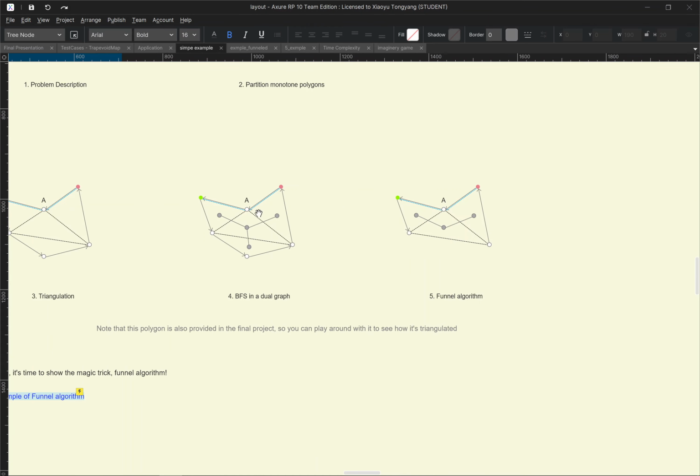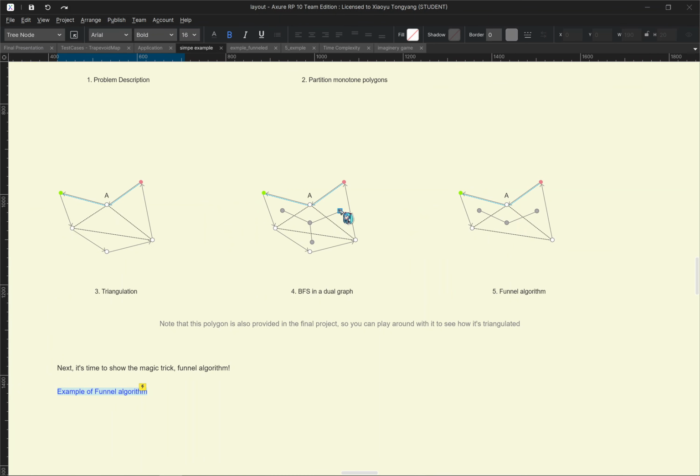Okay, at this point, we went through this example to have an overall idea of the application. So the next question is how the core algorithm, the funnel algorithm, works. It's time to show the magic trick, the funnel algorithm. I will go through an example of it in the next video. Thank you.